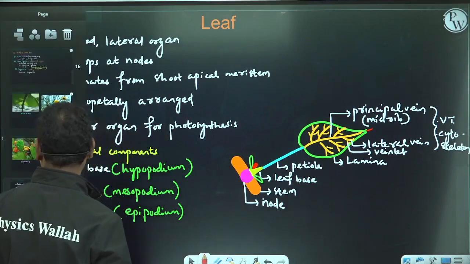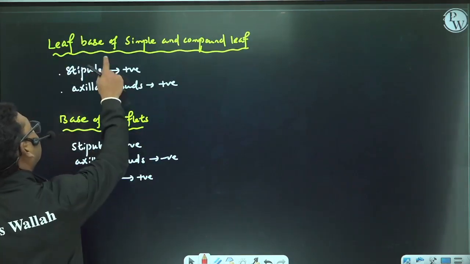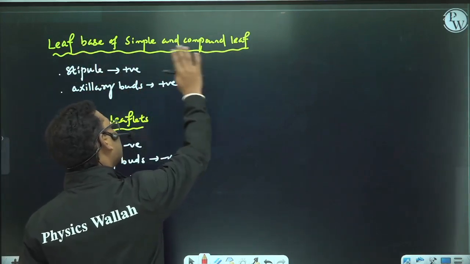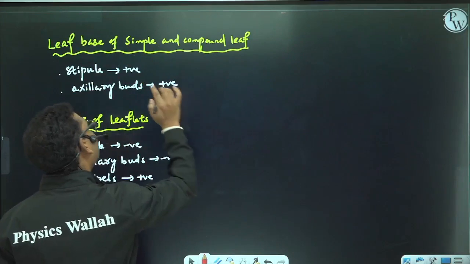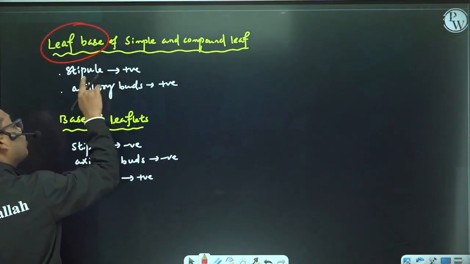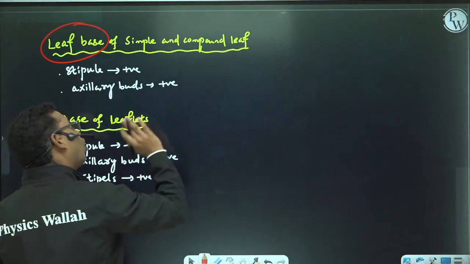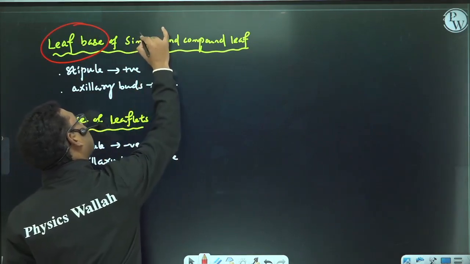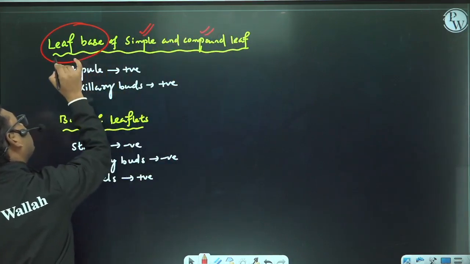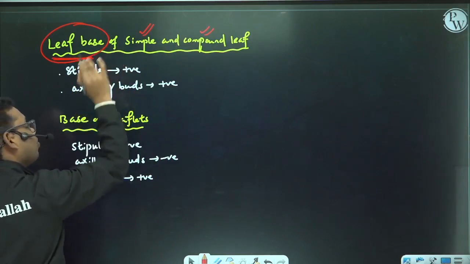Okay, now one more point. I have written here the leaf base of simple leaf as well as compound leaf. Whether the leaf is simple or compound, it does not matter. But if I talk about the leaf base, that will have stipule and that will have axillary bud. Okay, all types of leaves, whether simple leaf or compound leaf, if I am talking about the leaf base, then I will find the stipule and axillary bud in the leaf base.